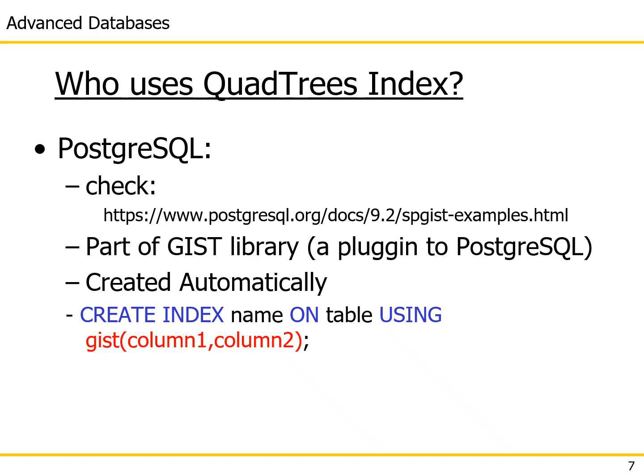Now, who uses quad trees? Again, Postgres uses this guy. Again, this is part of the GiST library, just like KD trees is. So you don't create it explicitly. You just say, create index on this table using gist, and you pass it the columns that are going to be for the 2 axes. Or you could pass 3 if you'd like to create an oct tree.